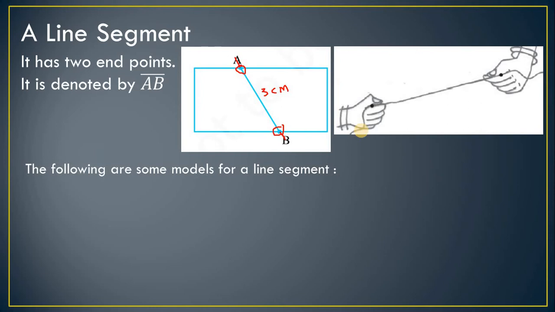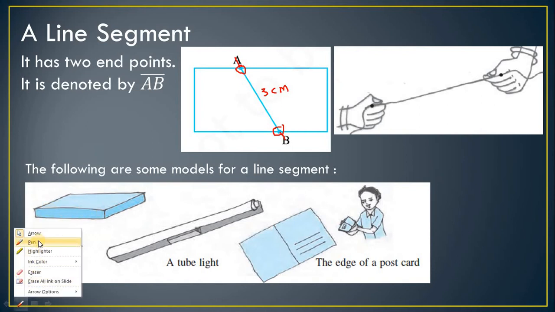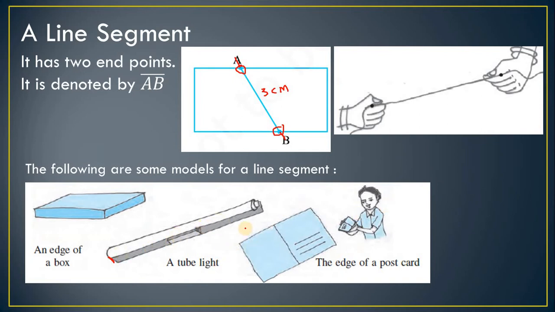The following are some models for a line segment. At the edge of a box you observe this length, it is a fixed length, and in the tube light also this is the starting point, and the next one is its ending point. Here the edges of the postcard, you can see the line is there, this side also has a fixed length.